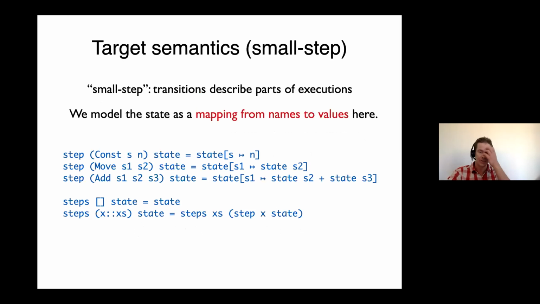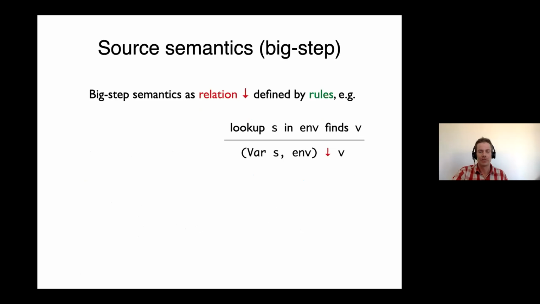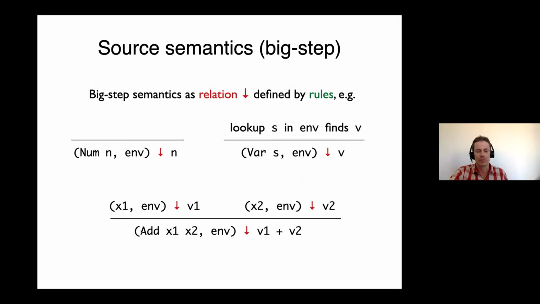And now let's have a look at the target semantics. It's a small step semantics. Big step is called big step because, if we go back to the big step semantics, one such relation talks about the entire evaluation of this expression all the way to the end.